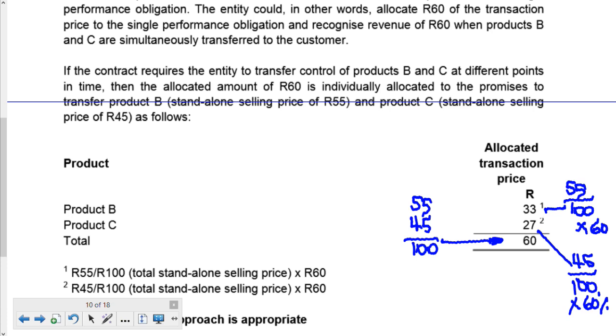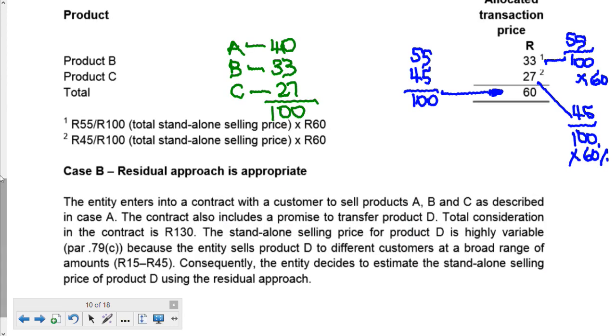So now when we're looking at the prices, for this contract, we're going to sell A for 40 Rand, we're going to sell B for 33 Rand, and we're going to sell C for 27 Rand, and that adds up to the 100. And it's important to do that step. Why? Because maybe the performance obligations for A, B, and C are going to be met at different times, and so I'm going to need to know how to recognize that 100 Rand. Make sense?